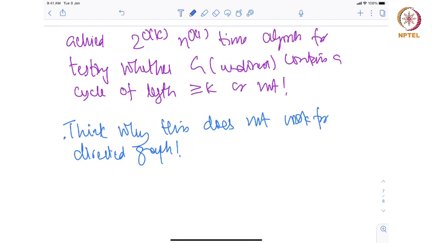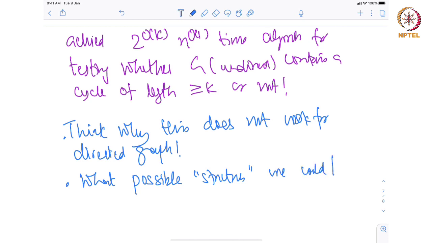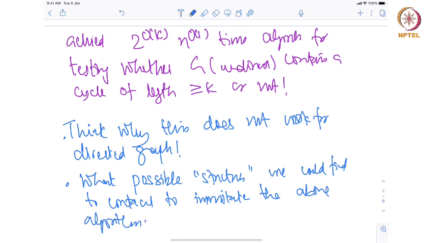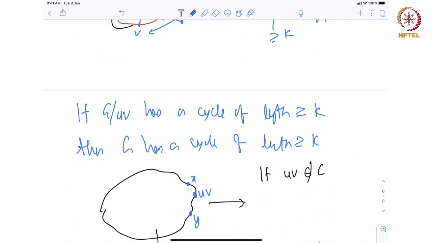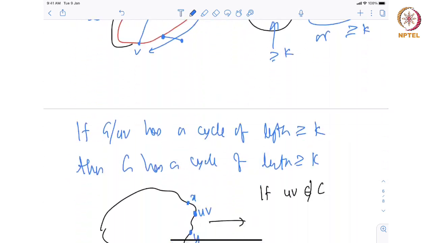Okay. Secondly, what possible structure we could find to contract, to imitate the above algorithm. Okay. So, we took a digression and I told you a slightly interesting algorithm. This is more like a puzzle for undirected graph, but it is a puzzle which is worth knowing.